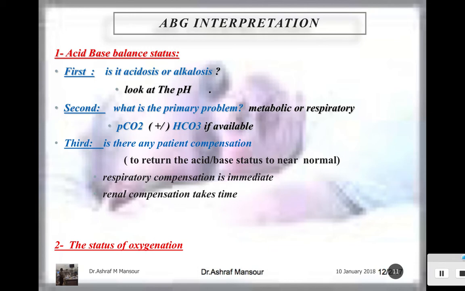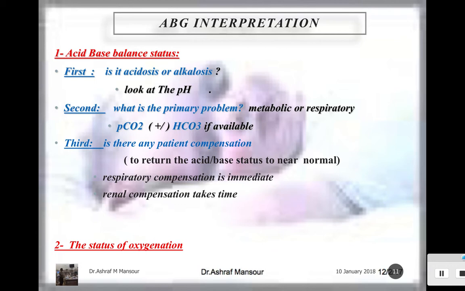So when you want to interpret the blood gas, first you have to define, is it acidosis or alkalosis, and that will come from the pH. A pH more than 7.45 is alkalosis, less than 7.35 is acidosis. This is the first step.